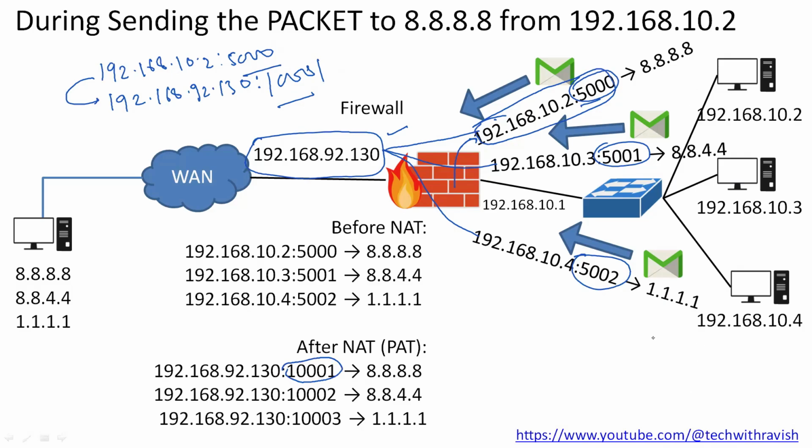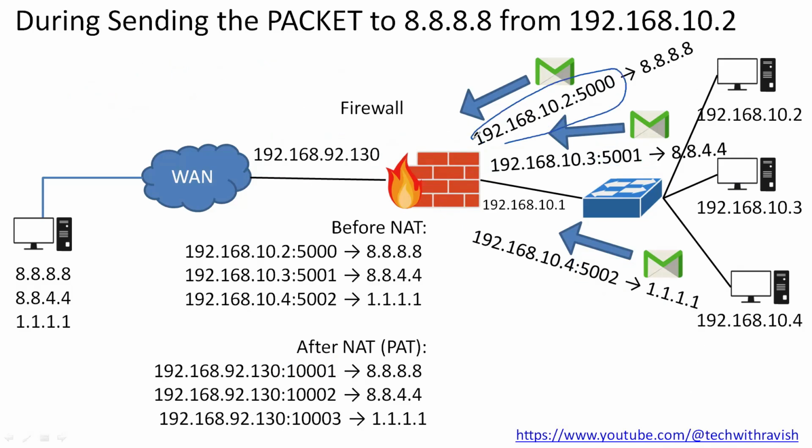As you can see, the first IP address will be converted to 192.168.92.130, and after that a port number will be added for the first IP address. For the second IP address, another port number will be assigned. For the third IP address, another port number will be assigned. And with the help of that, the translation from public to private IP will be done.